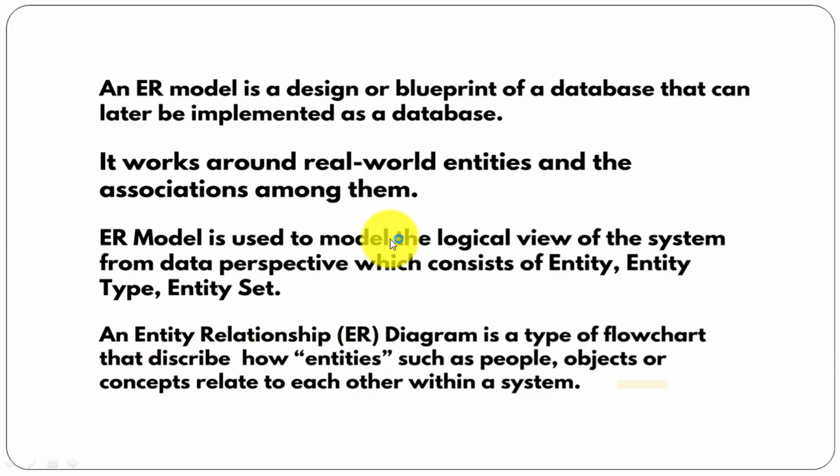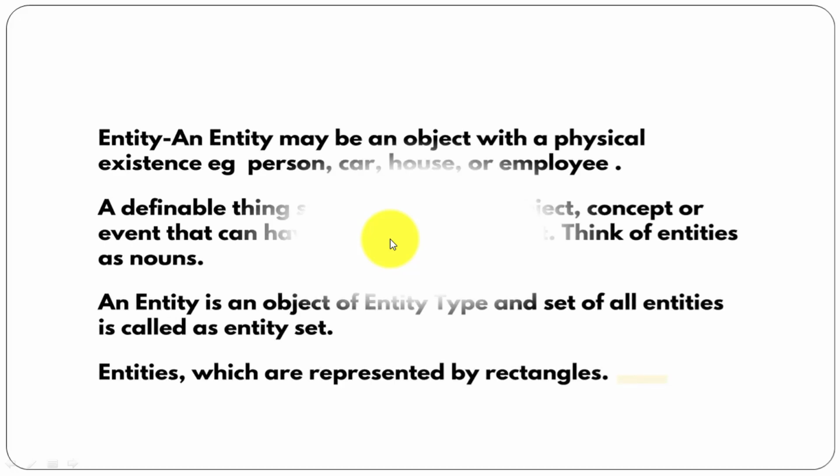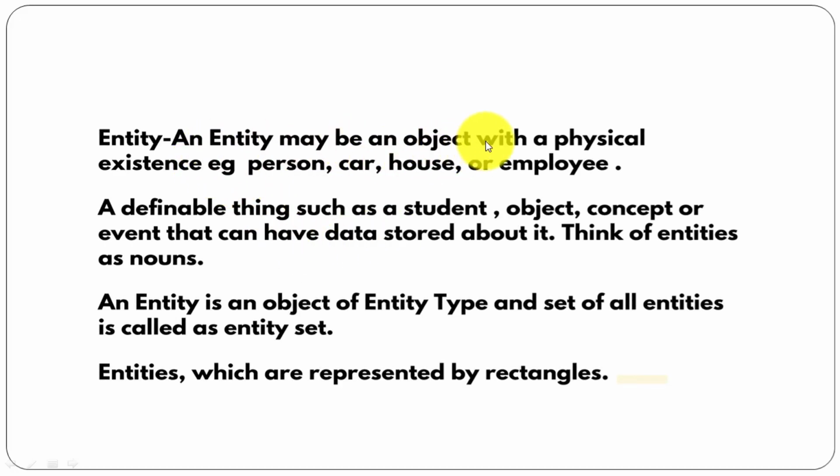Now let's understand the basic definition of entity. An entity may be an object with physical existence, for example, a person, car, house or employee. That means an entity gives a perception of a real object like a person, car, student, etc. An entity is a definable thing, such as a student, an object, a concept or an event, that has some data we have stored about it. Think of an entity as a noun.